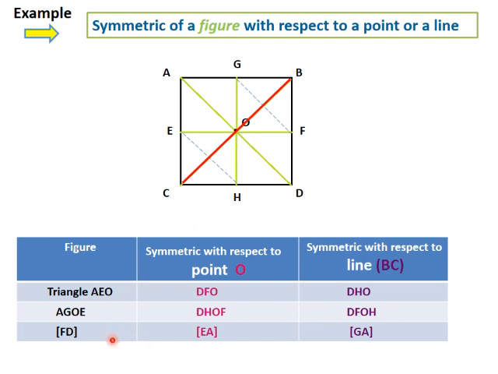And we are going to find the symmetry of segment FD with respect to line BC, starting by point F. The symmetry of point F with respect to BC is point G. And the symmetry of point D with respect to line BC is point A. Then, the symmetry of segment FD is segment GA. As I told you before, the symmetry of a triangle is a triangle, the symmetry of a square is a square, and the symmetry of a segment is a segment.